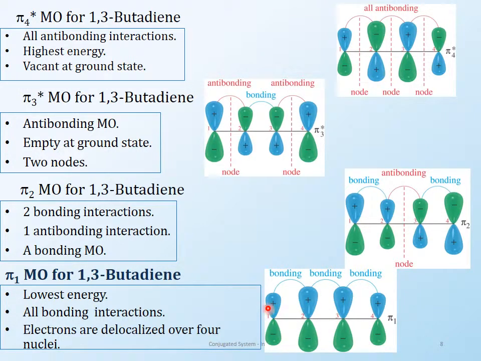If you have an overlap going on in which all the positive regions are on one side and all the negative are on one side, that is the best kind of overlap. If you have a configuration where you have 2 on the positive side here and 2 negative on the other side, then you have one node that forms over here, which means you have half of it that is bonding and half of it that is anti-bonding over here.